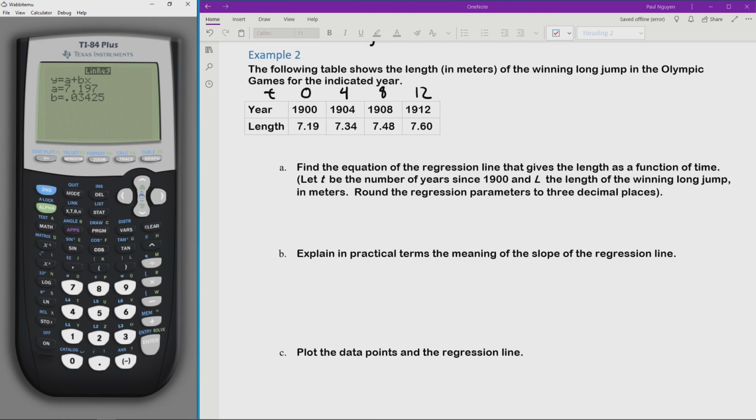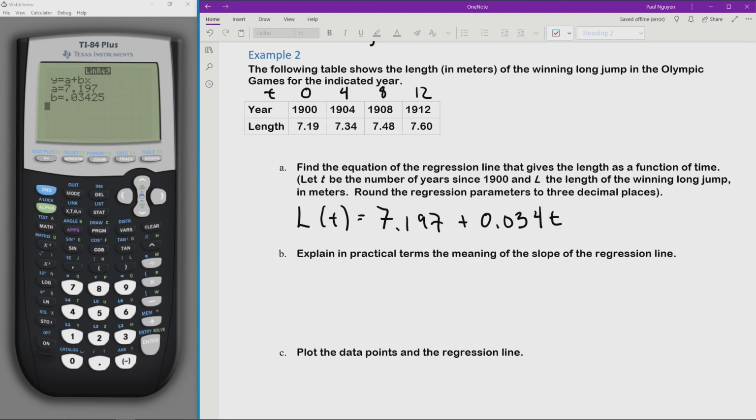To write this, our function is L, and our variable is t. So L is a function of t, and our model is linear. So we have our initial value, 7.197, that's rounded to 3 decimal places, plus the slope, which is 0.03, and we want 3 decimal places. So we'll take this 4, it doesn't round up because it's followed by a 2, and then we put our variable, which is not x, but t. So this is the equation of the regression line that gives the length as a function of time.